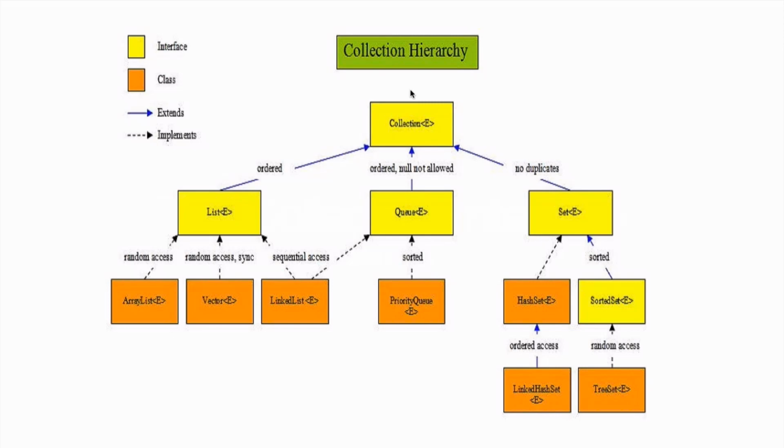Anyway, we have three main ways that the Collection interface goes. We have the List interface, so it's just lists. Here we have ArrayList, Vector, and LinkedList. Again, we have a lot of other classes that also implement List, since List is an interface, but these are the main ones that we're going to be going over.